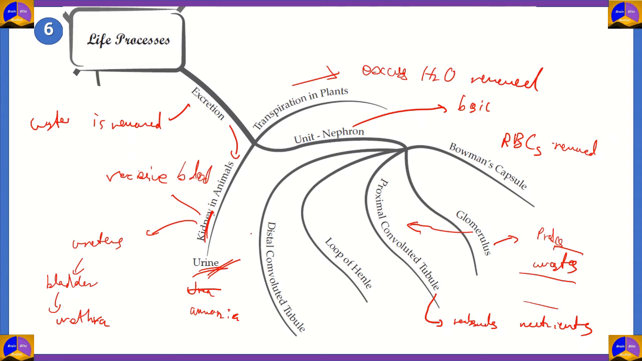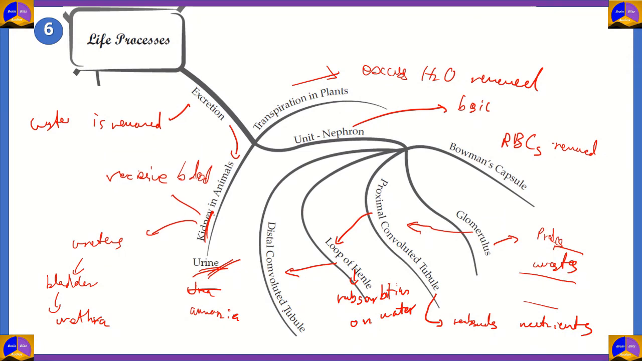So from the PCT, it moves on into the loop of Henle, which is an actual U-shaped loop in the nephrons. So this loop helps in reabsorption of water. So water is reabsorbed, and the remaining content that we get is wastes, nitrogenous wastes. Now from here it moves on to the distal convoluted tubule.